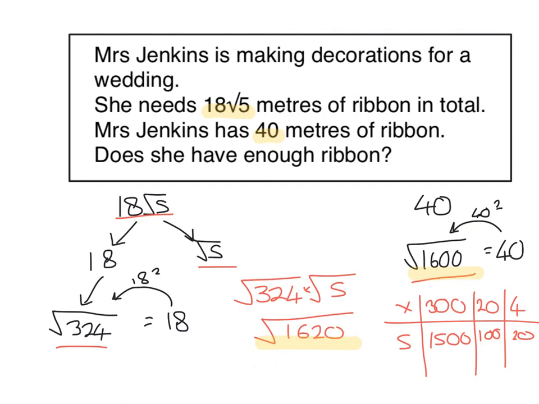So she needs 18 root 5, which is this one. She only has 40, which is this one. So she hasn't got enough. So the answer is no.